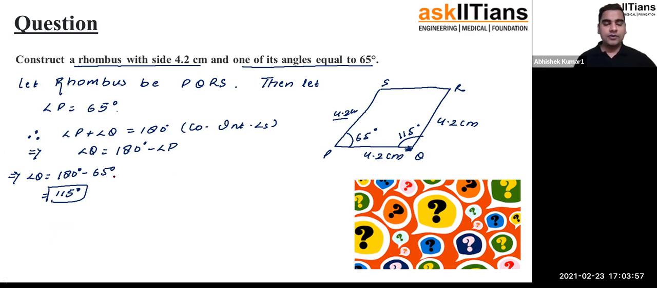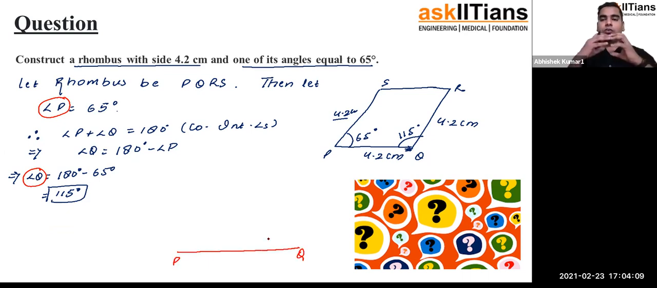So here first I'm going to draw PQ because I know the value of angle P and I know the value of angle Q. So let's say this is your PQ, guys. All right. And because in a rhombus the length of all the sides is always the same, what will be the length of PQ? PQ is going to be 4.2 centimeter as given in the problem.